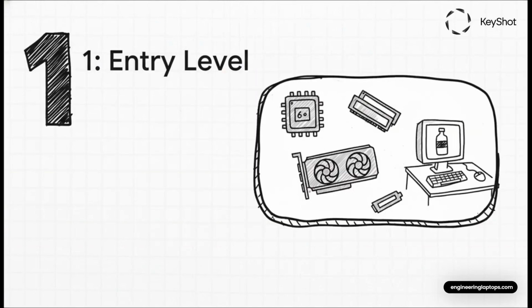First up, the budget or entry-level build. This is a fantastic, cost-effective starting point, perfect for students or maybe designers working on simpler product visuals. The key here is balance. You've got a capable 6-core CPU, a healthy 16 to 32 gigs of RAM, and a modern NVIDIA RTX card like the 4060. This setup gives you a really solid foundation for a smooth workflow right from day one.